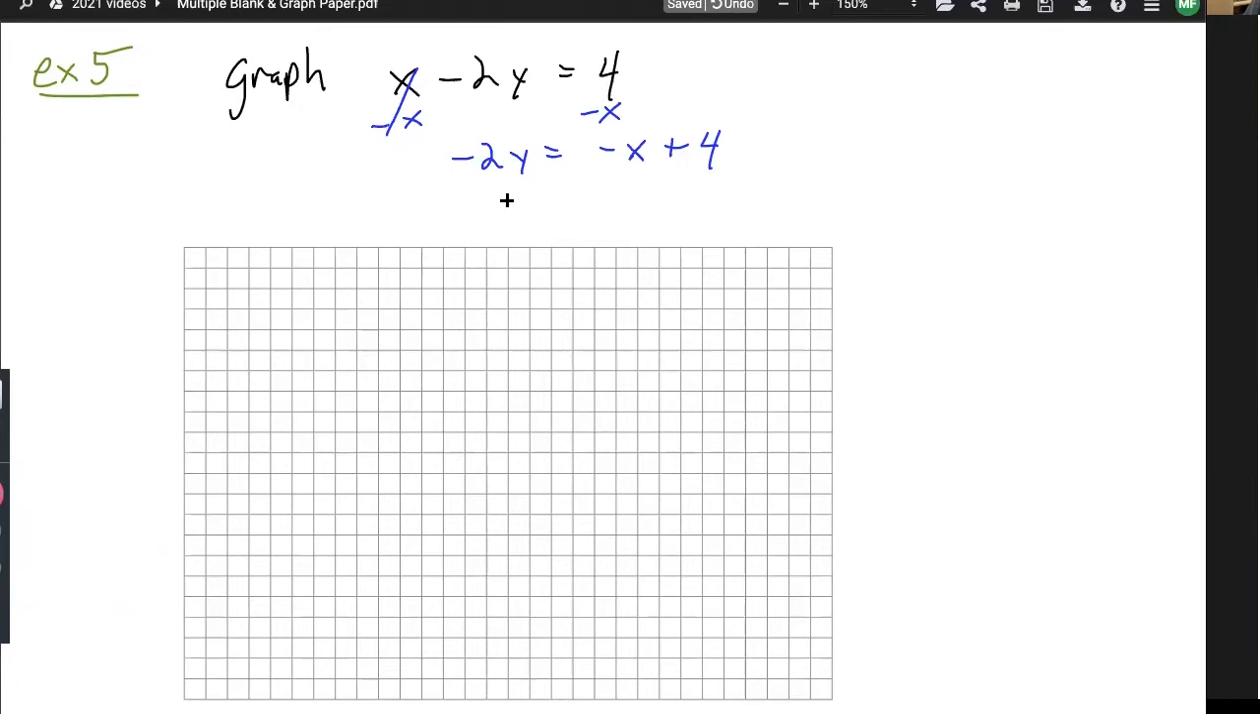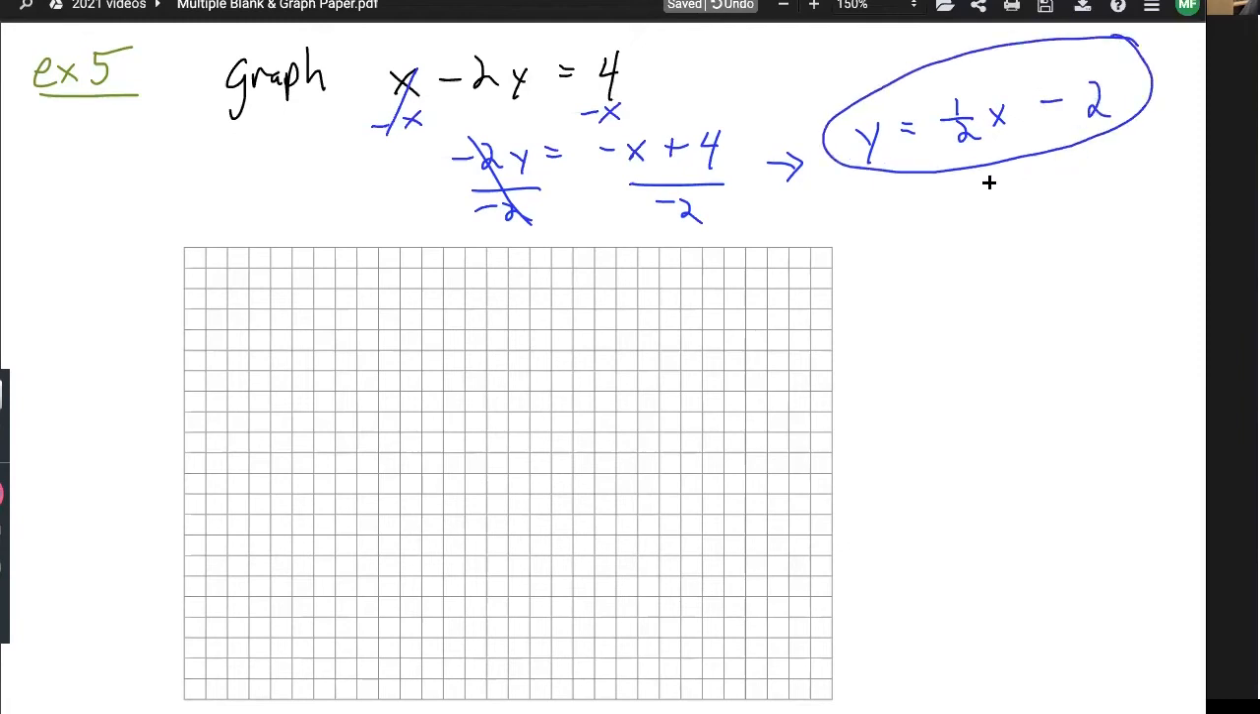Now we're going to divide everything by negative 2. So then you get y equals negative 1x divided by negative 2 is a positive 1/2 x. And then 4 divided by negative 2 is just a negative 2. So this is what our equation looks like in slope-intercept form. That means this is our slope, so up 1, right 2. And this is our y-intercept, so negative 2. So let's draw our line here.